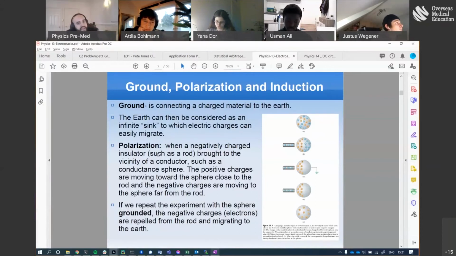And that will always sap away the charges. So if you ground an object, you connect it to the Earth, basically.